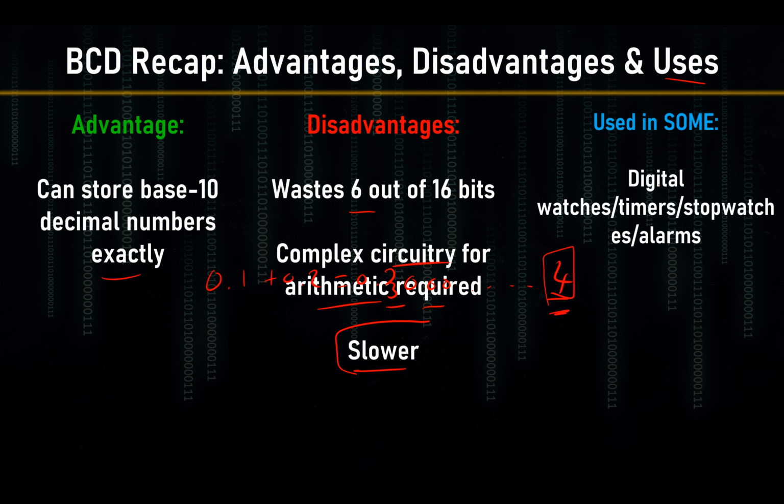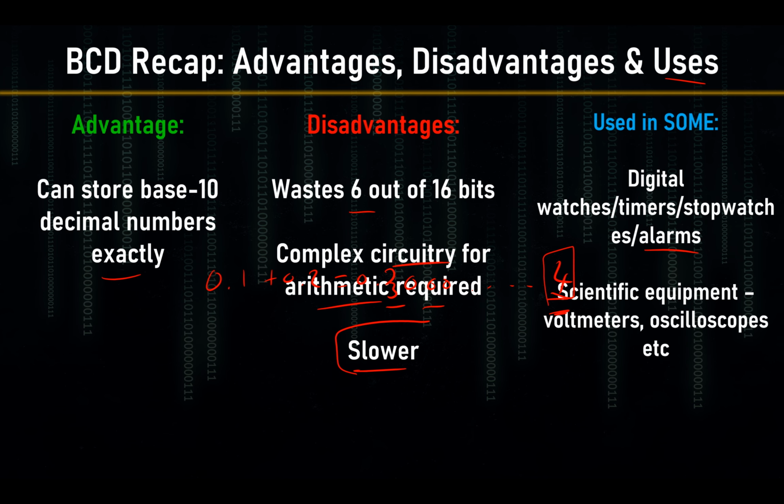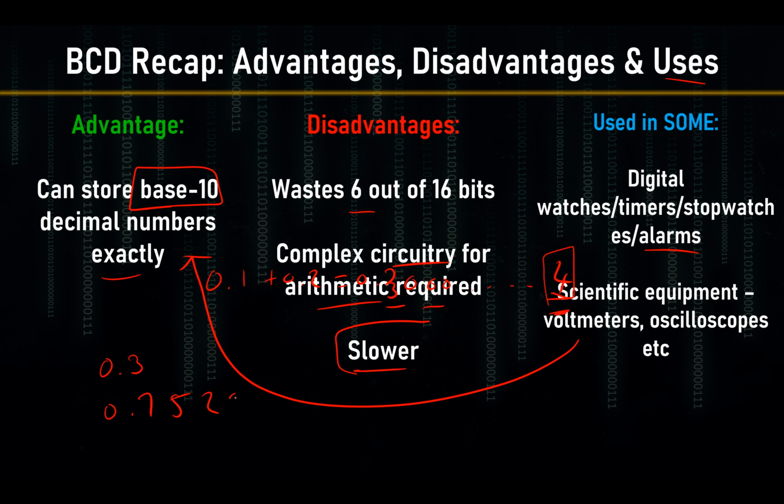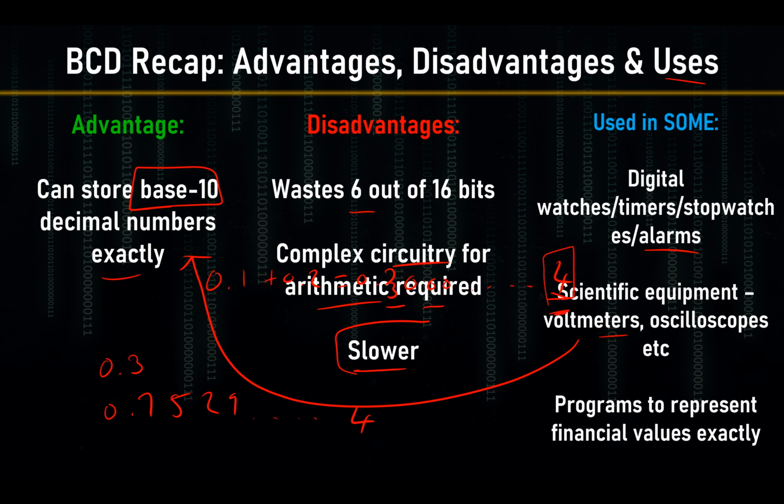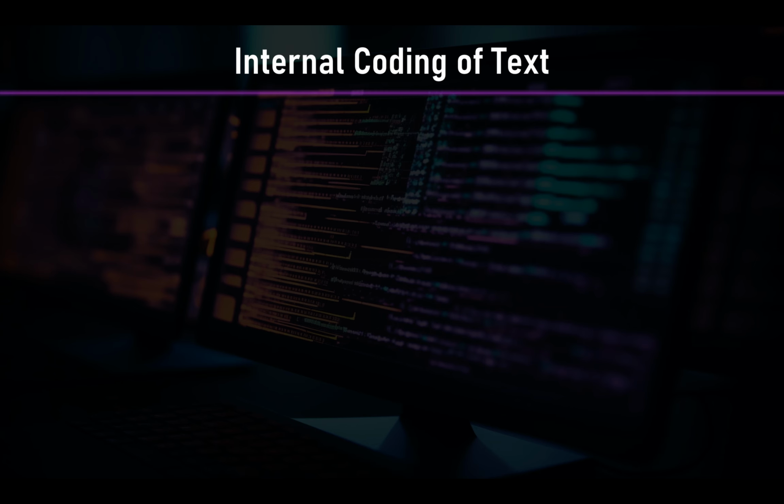Some of the use cases are digital watches, timers, stopwatches, and alarms. Anywhere we only need to represent each digit independently, we can use BCD. Also scientific equipment, and the reason for this is that since we can represent base 10 decimal numbers exactly, if we want to exactly represent, say, 0.529, we can use BCD to represent it down to this number of decimal places. So things like voltmeters, oscilloscopes, and also financial values, as mentioned.